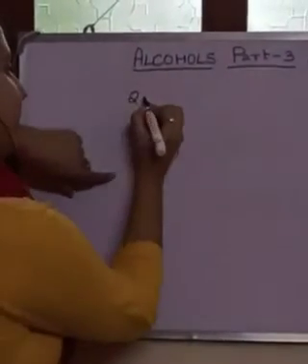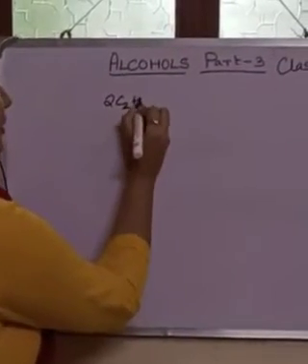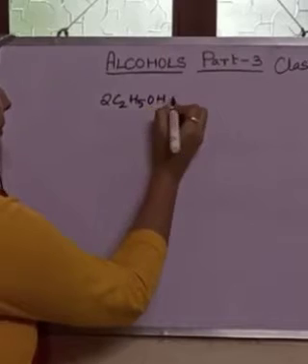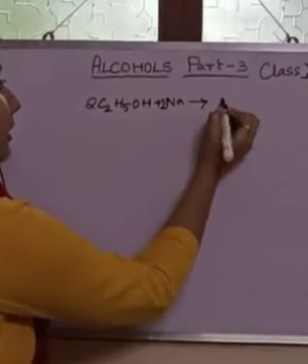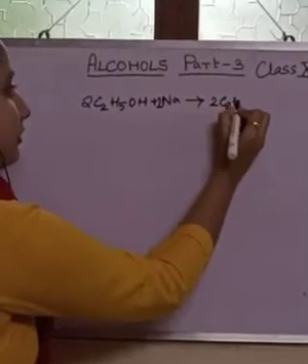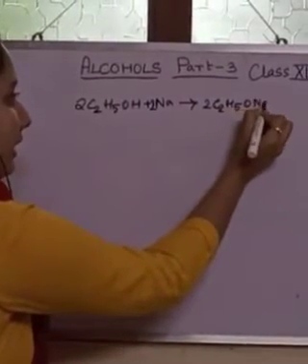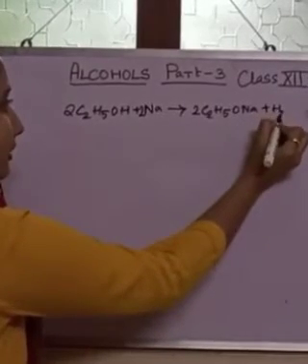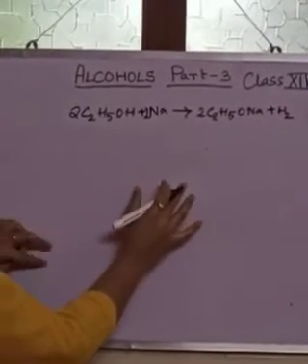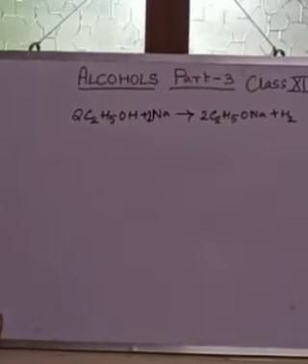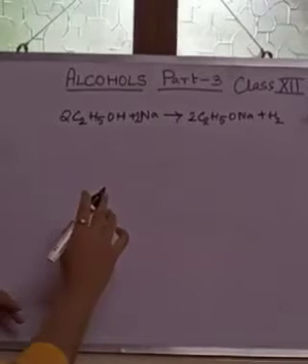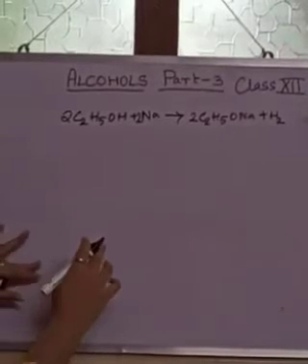First is the reaction with metals. Alcohols react with active metals like potassium or sodium, resulting in the formation of metal alkoxides plus hydrogen. In case of tertiary butyl alcohol, aluminium will be used as a metal.